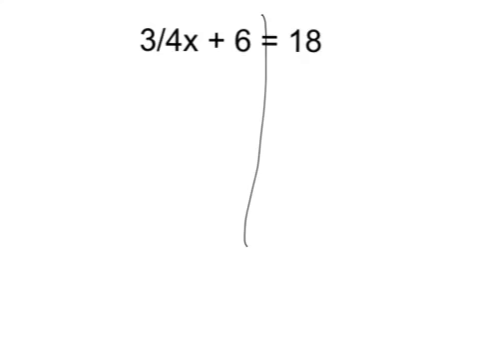So in order to get rid of that plus 6, when I say get rid of it, I mean I want to make it 0. I need to subtract 6 from that side, and if I do it to one side, I do it to the other, so we subtract 6 from that side as well. When I have positive 6 and I add a negative 6 to it, that gives me 0, so I'm left with 3/4 times x equals 12.